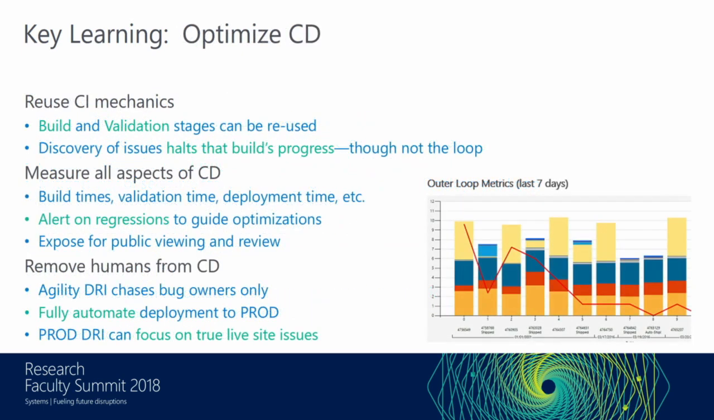We also want to optimize the outer loop. So we have metrics that tell us how much time we're spending in each part of the outer loop so we know what we can improve. We're reusing the continuous integration mechanics. What you saw, the Visual Studio stuff, we're reusing Visual Studio for the outer loop as well to handle the deployments for us. We measure all aspects of continuous delivery. If you can't measure something, you can't decide whether you're improving. It's just bad, right? So metrics are super, super important.